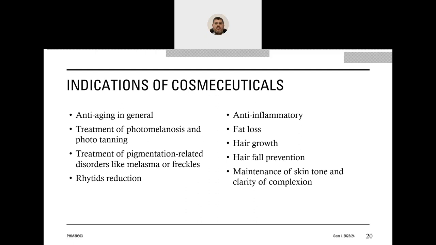Okay, what are the indications of cosmeceuticals available in the market nowadays? There are several indications, including anti-aging in general, treatment of photomelanosis and phototanning, the patches or pigment hyperpigmentation, as patching or as uniform in the skin. Treatment of pigmentation-related disorders like melasma or freckles. You know, melasma would be like patches of dark skin, freckles. And rhytids reduction, it's like wrinkles. Anti-inflammatory use, for fat loss, for treatment of obesity, to stimulate hair growth, prevent hair fall, and for maintenance of skin tone and clarity of complexion. Maintenance of skin tone means you want firm skin, not wrinkled one. And clarity of complexion means clear skin. Okay?